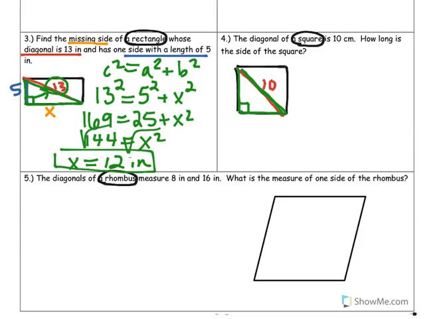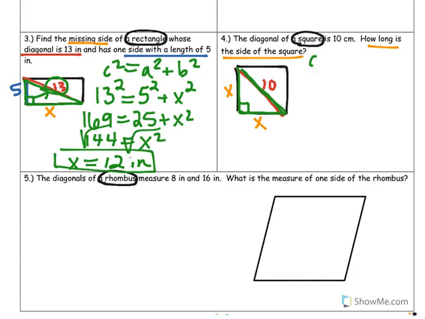But the tricky part is here. It's saying how long is the side of the square. But I only know one side here. I have two things that are missing. And the trick in this problem is that we know that all sides of a square are congruent. So if I call this side x, this side also has to be x as well. Okay? So you actually can use the Pythagorean theorem.